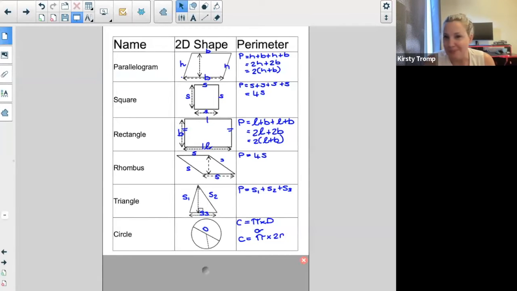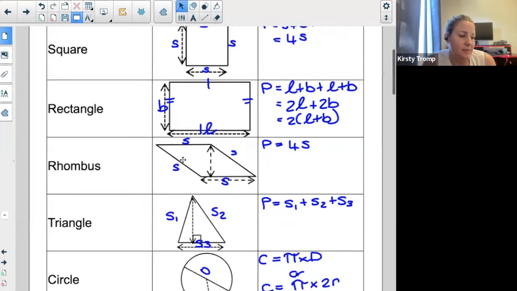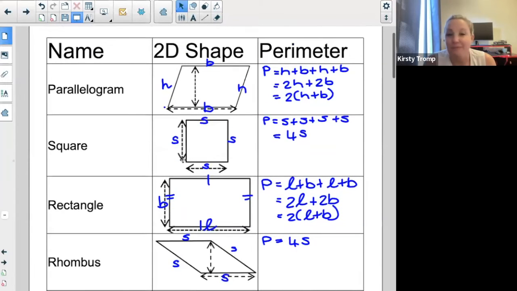Chi-Chi, do you have a question? Yes, ma'am. Ma'am, I think you missed a kite and a trapezium. So, Chi-Chi, I agree with you. A kite and a trapezium, yeah. So a kite, it's all the sides added, and a trapezium, it's all the sides added. I just wanted to do a nice summary of these ones, but yeah, put them in there as well.